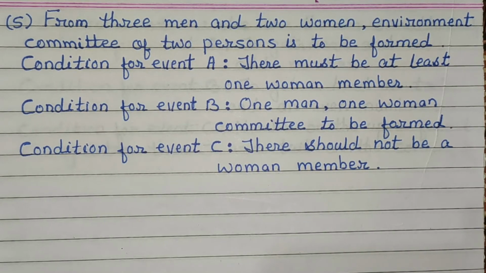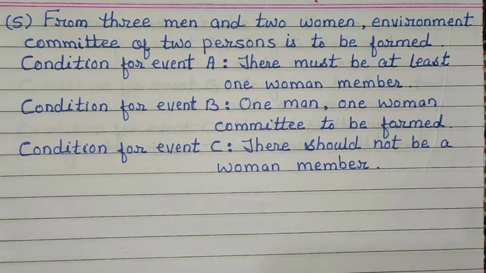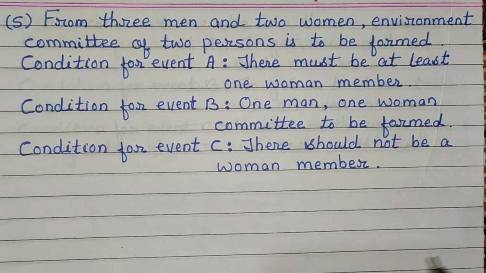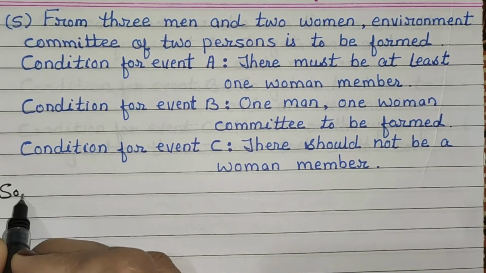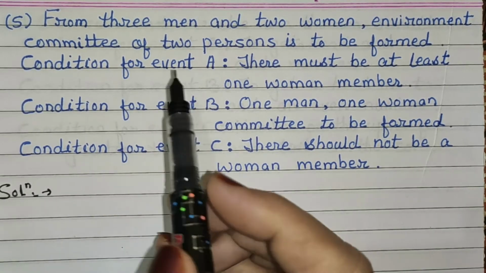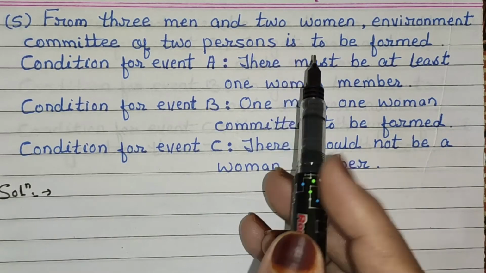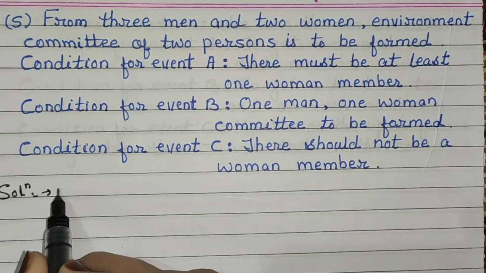Next question is: from 3 men and 2 women, a committee of 2 persons is to be formed, and conditions for events A, B, C are given here. Now write down the solution. There are 3 men and 2 women. Therefore, let us consider.